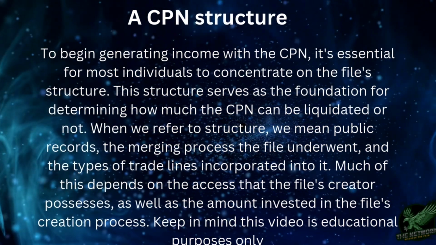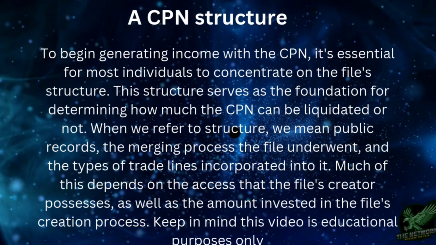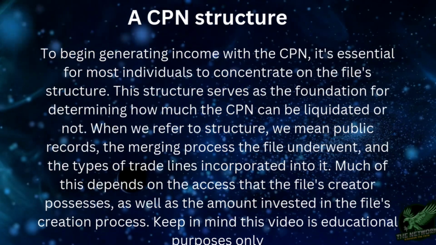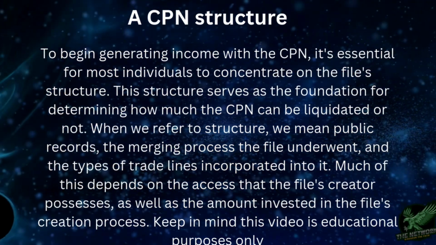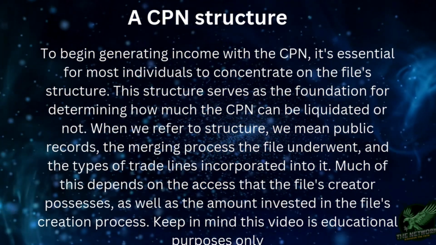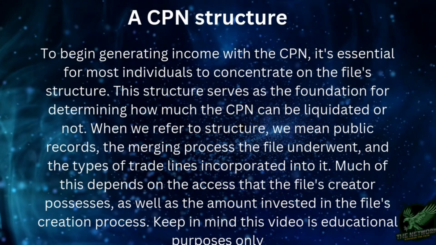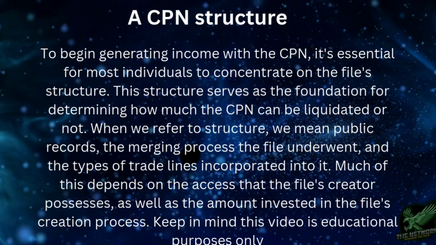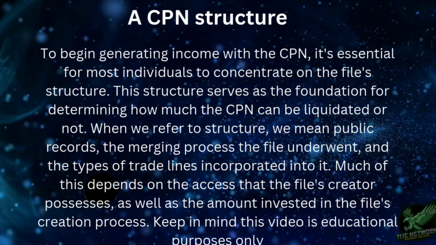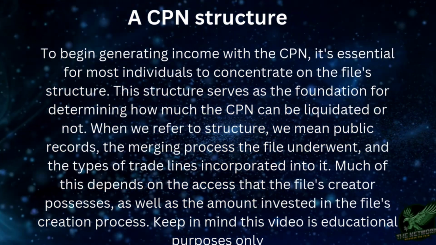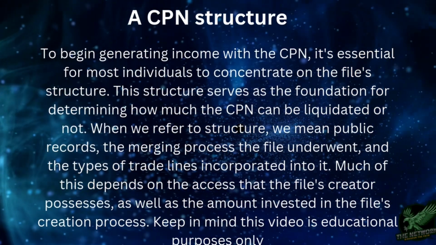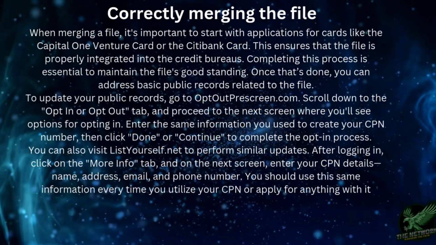What I mean by access is how many trade lines you can add on the file and how many public records you have the ability to add. Some people have the ability to run a bot. Some people can only do manual public records. Some people can add multiple trade lines, and some have the knowledge to add primary trade lines. It's basically how much energy the creator puts into the process that's going to help you be profitable with the whole process as a whole. As well as the amount invested in the file's creation process, keep in mind that this video is educational purposes only.